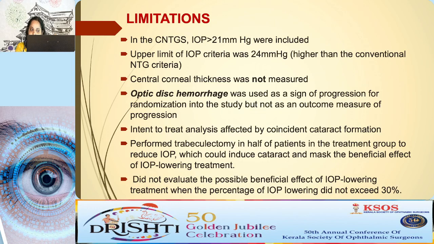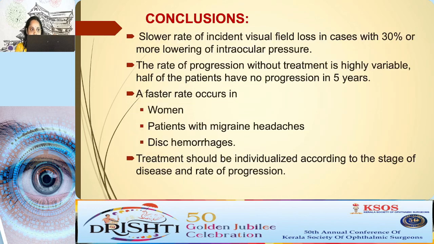The intent to treat analysis was affected by the coincident cataract formation. It performed trabeculectomy in half of the patients in the treatment group to reduce the IOP, which could induce cataract and mask the beneficial effect of IOP lowering treatment. It did not evaluate the possible beneficial effect of IOP lowering treatment when the percentage of IOP lowering did not exceed 30%. In conclusion, there is a slower rate of visual field loss in cases with 30% or more lowering of IOP, and the rate of progression without treatment is highly variable.